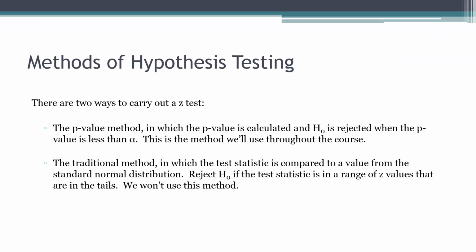I'll mention that there are two ways to do a hypothesis test. We're going to use the p-value method because I think it's easier. It's also what's done kind of throughout the real world. There's also something called the traditional method, which you may see in your textbook, and I wanted to mention it just in case you see it there. Instead of using the p-value to determine whether to reject H0 or not, you could figure out what the test statistic would have to be. But we're not going to do that.